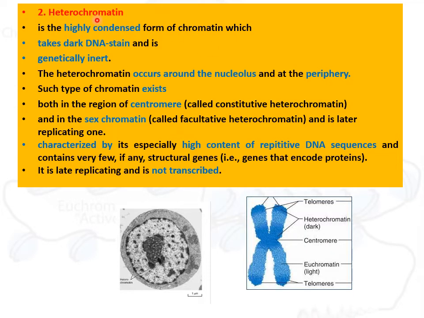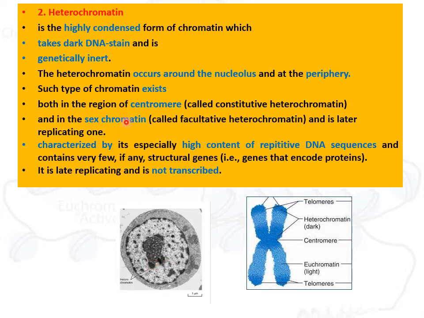Next is the heterochromatin. Heterochromatin is the highly condensed form of chromatin and it takes up dark DNA stain. This is the heterochromatin region. They are genetically inert, that means they are genetically inactive when compared to euchromatin. These heterochromatin are found around the nucleolus and in the periphery. This is the peripheral region and this is around the nucleolus.